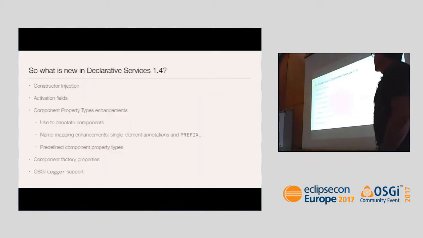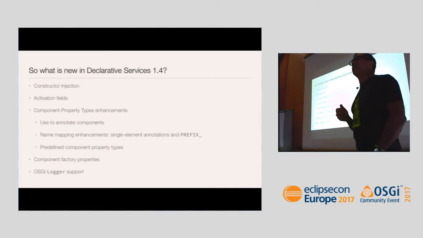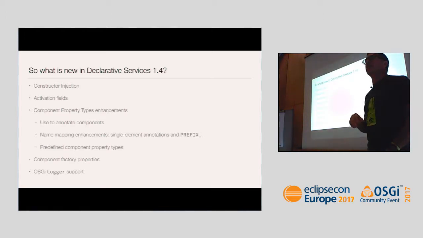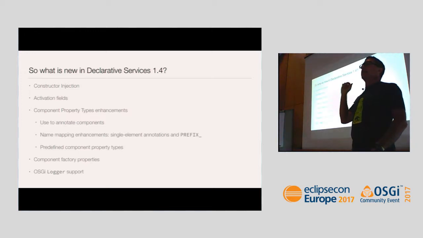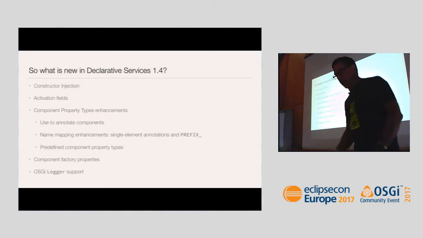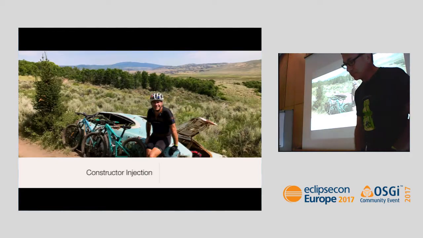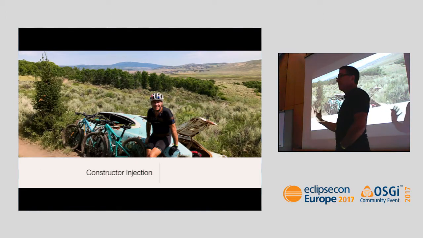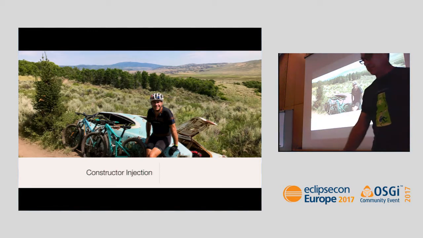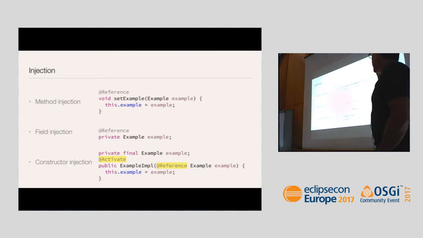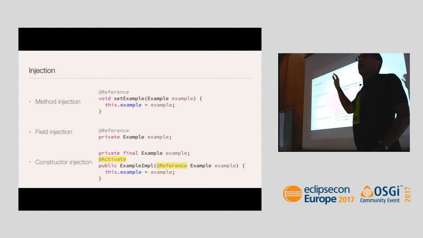So since you're all experienced Declarative Services programmers, and you probably used Declarative Services 1.3, has anyone used field injection? Oh, you really should use field injection. It's very good. We're going to talk a bit about what's new now in 1.4. But if there are any questions about some of the other stuff, we can talk about that too. So the first new thing, which is probably the big new thing, the headline feature, if you will, for 1.4, is Constructor Injection. So, from the very beginning, DS 1.0, we had method injection, right?